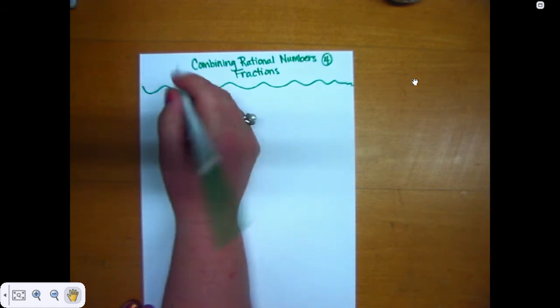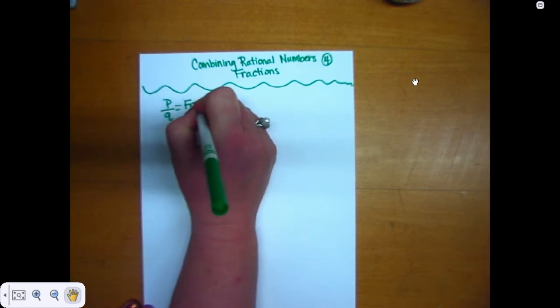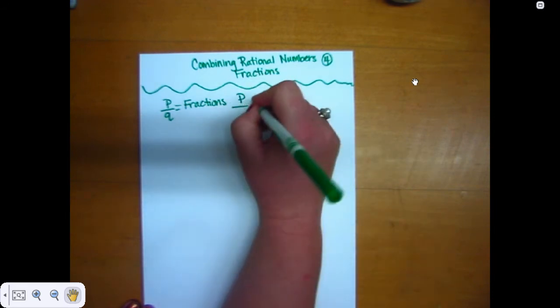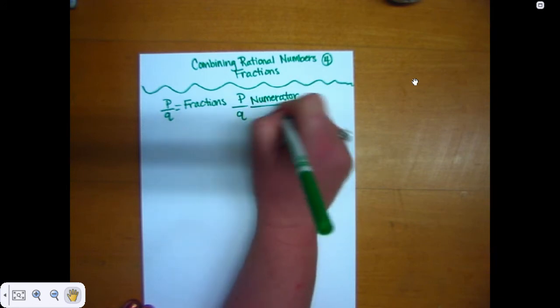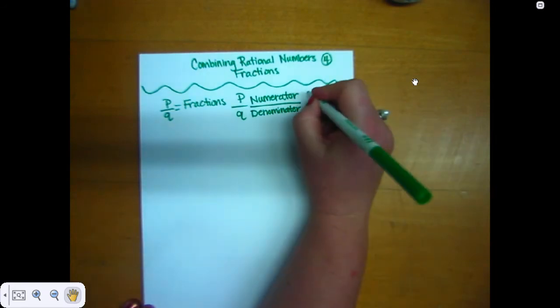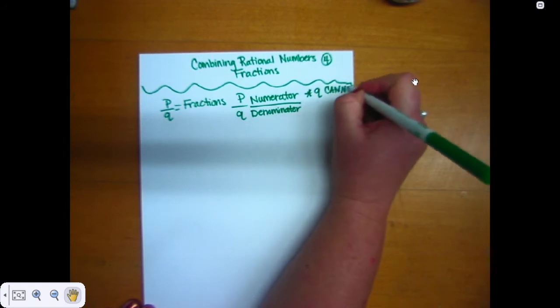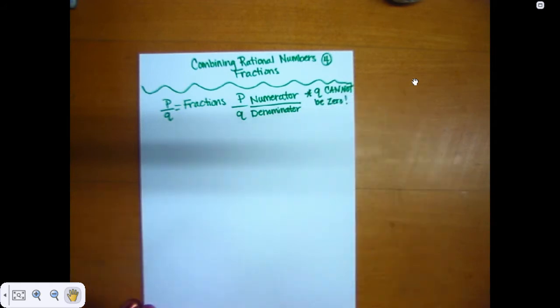So if rational numbers can be represented as P over Q, that just means fractions, where P is your numerator and Q is your denominator. And we mentioned that Q cannot be 0. That was a big point last week, that Q can never be 0.